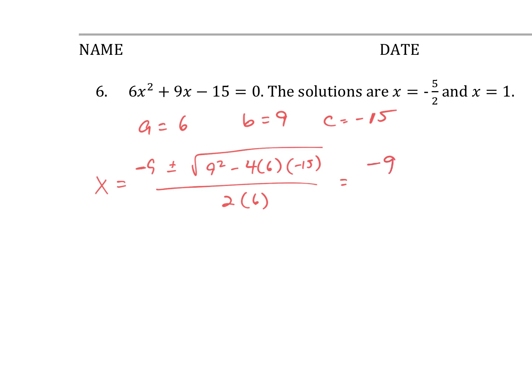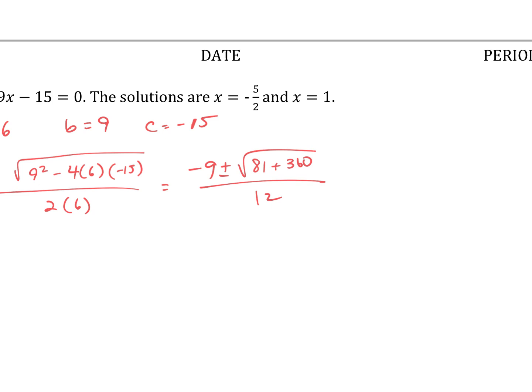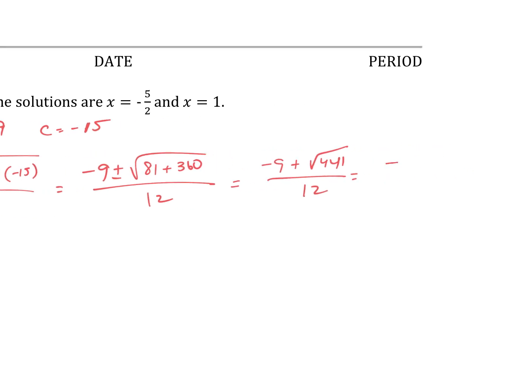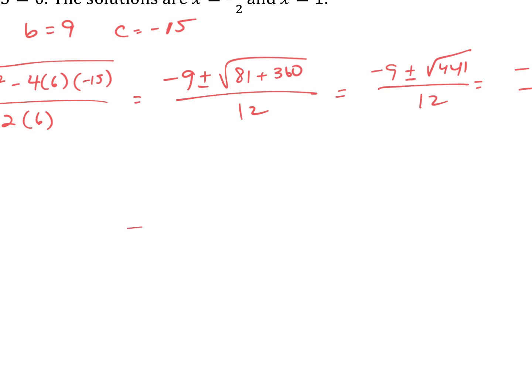So now we have negative 9 plus or minus the square root of 81 plus 360, all over 12. 81 plus 360 is 441, so we have negative 9 plus or minus the square root of 441 over 12. And the square root of 441 is 21, so I have negative 9, oops, forgot my minus sign, plus or minus 21 over 12. From here, I'm just going to separate it out into two fractions, so negative 9 plus 21 over 12, and then negative 9 minus 21 over 12.